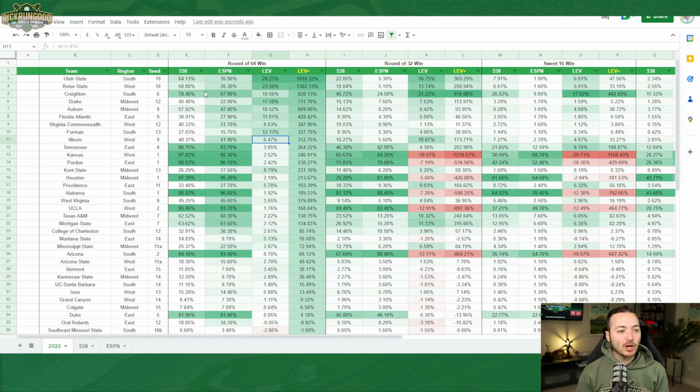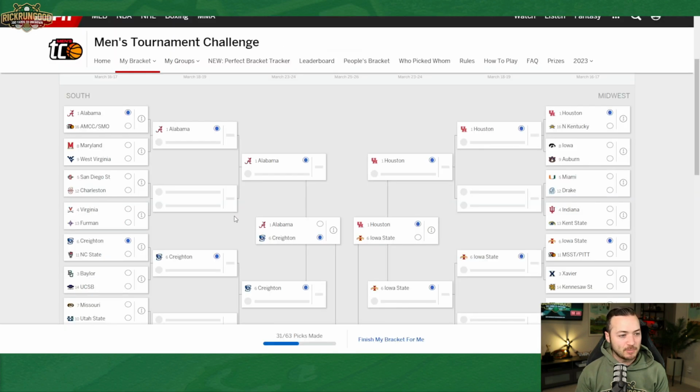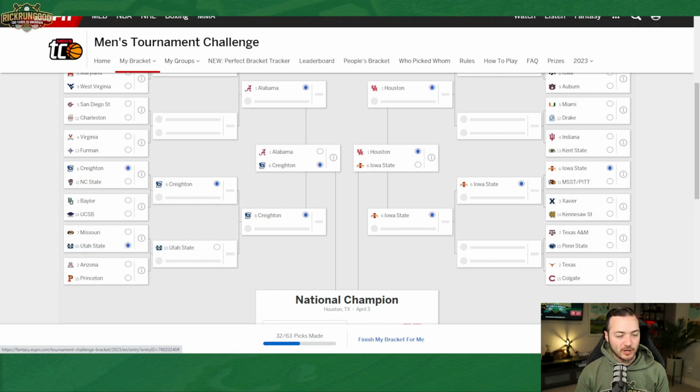So right off the bat, Utah State needs to win. Utah State is actually a favorite. They're a 2-point favorite, and they are being selected 35% of the time on ESPN, while 538 has them winning 64% of the time, and every sportsbook has them as a favorite. So Utah State out of the South is going to beat Missouri.